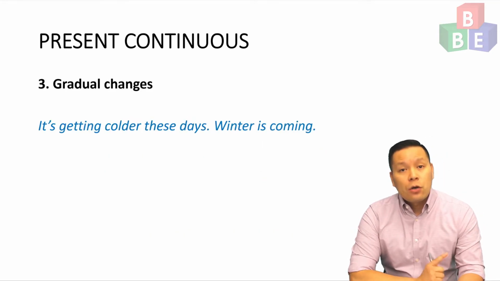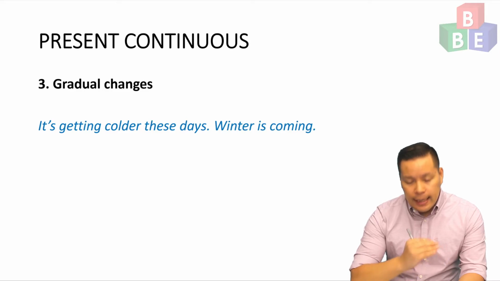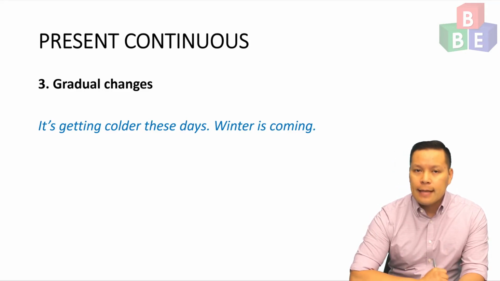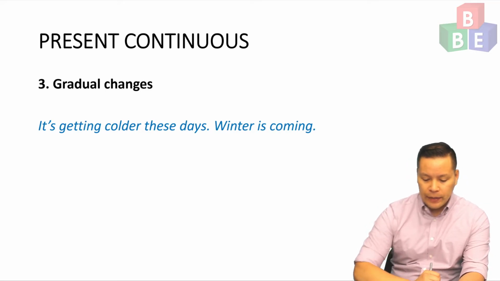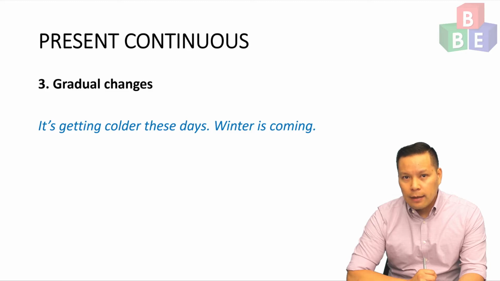3. Gradual changes. These are slow changes that keep happening and they might not be that obvious to see, but it is happening. For example, it's getting colder these days. Winter is coming.